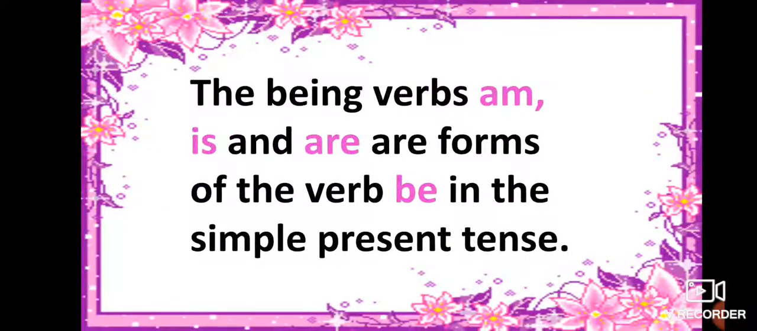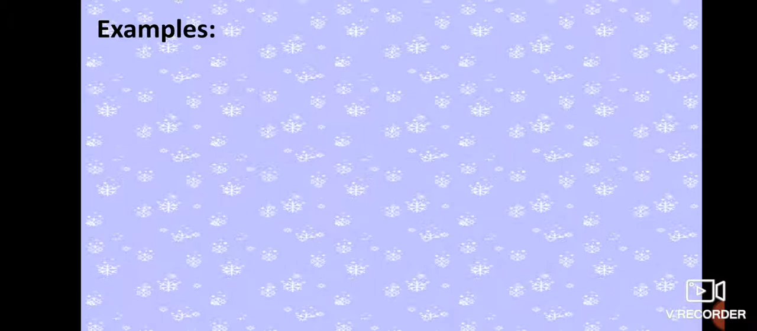Now comes the be forms of the verb in simple present tense. The being verbs am, is, and are are forms of the verb be in the simple present tense, which means we use is, am, and are as the be form of the verbs in the simple present tense. Now let's see some examples of the be form.